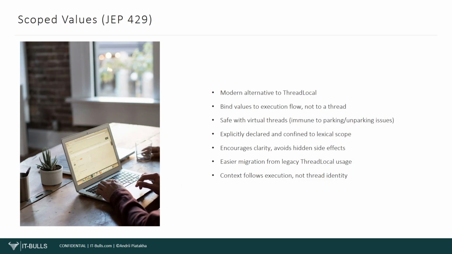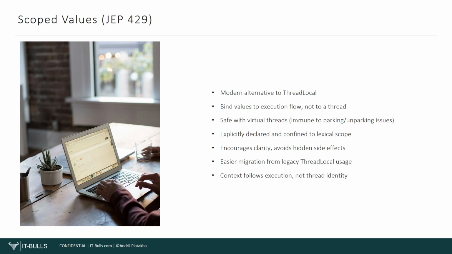To address this, Java is introducing a more modern and robust alternative: scoped values, proposed in JEP 429. Unlike ThreadLocal, scoped values are explicitly declared, safely shared within a lexical scope, and are immune to the pitfalls of thread parking or reuse. They allow you to bind the value to the execution flow, not to the thread itself. That's a fundamental but much needed shift, especially in environments where threads are no longer stable anchors for context.